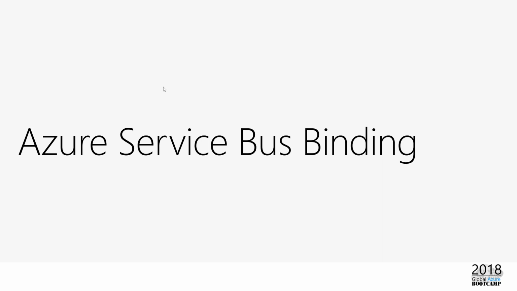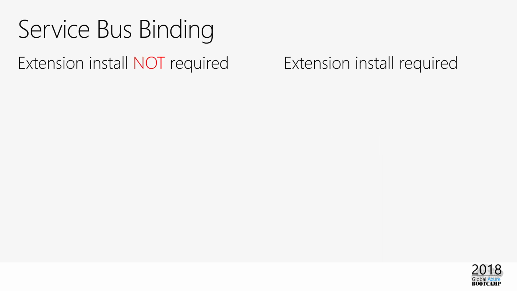Okay. So Azure Service Bus binding is basically the same. In version 1 runtime, the extension doesn't need to be installed because it's installed by default. But in version 2, we need to install the Service Bus extension, right? So Cosmos DB and Service Bus, we all need to install the extension in version 2. So what else do we need to install extensions for?